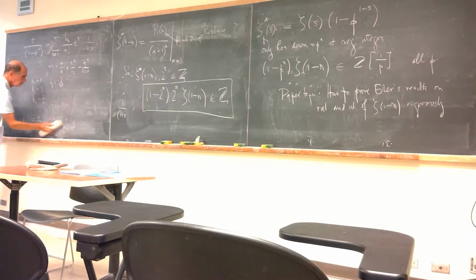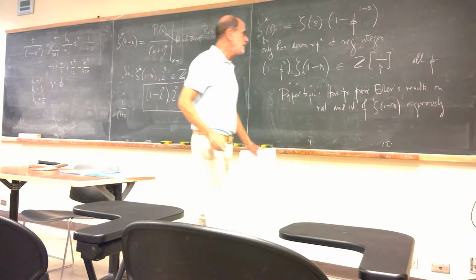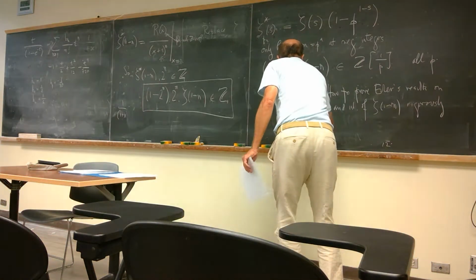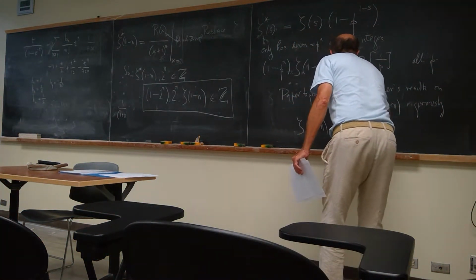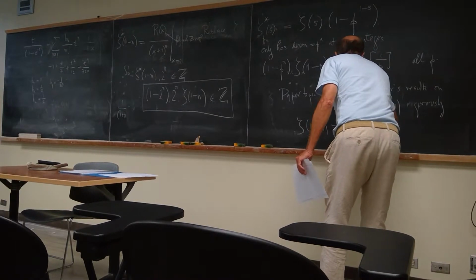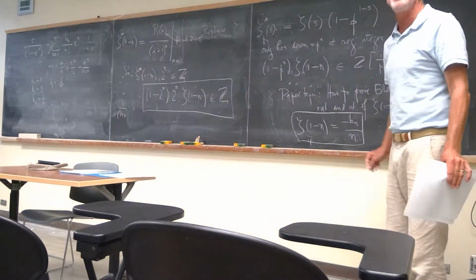Sometimes people put an e to the t here instead of e to the minus t, in which case there's some sign changes, but as long as you know what convention you're taking. So the beautiful formula is that zeta of 1 minus n is minus the nth Bernoulli number divided by n. So Euler noticed this in his calculations.